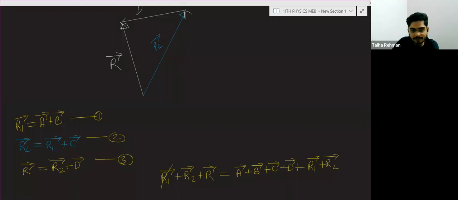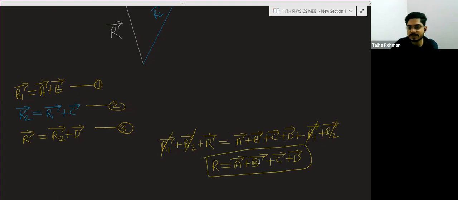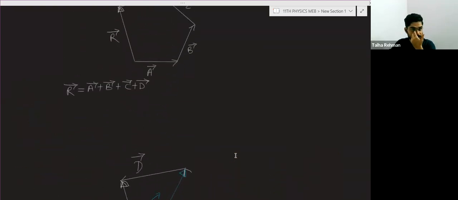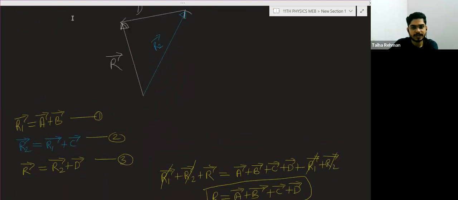Now see here, this R1 vector and R1 vector will be cancelled out. This R2 vector and R2 vector will be cancelled out. So finally you will have the resultant A vector plus B vector plus C vector plus D vector. This resultant will be the vector summation of all the vectors. So we can solve this by applying the triangle law again and again. So no need to write down this.